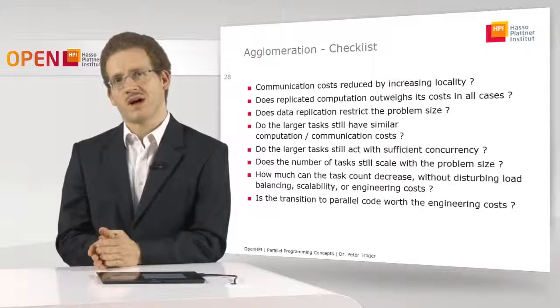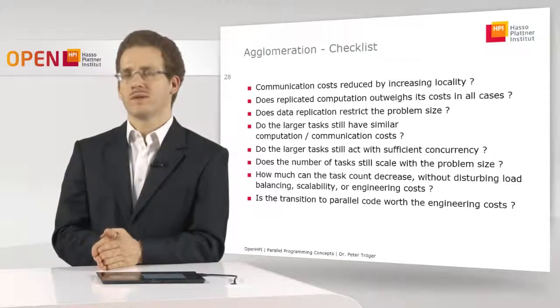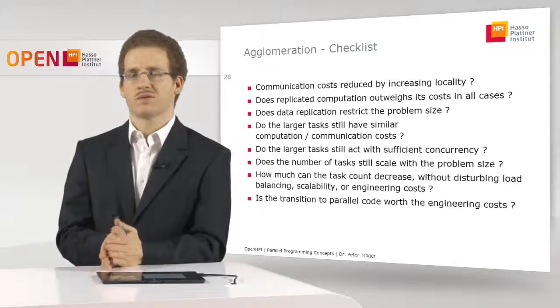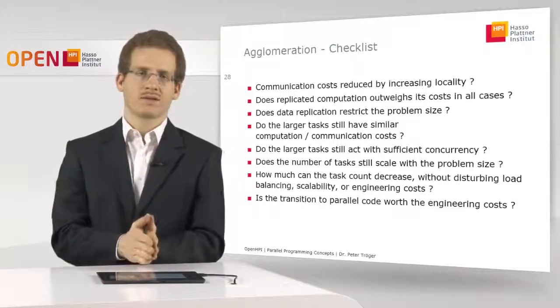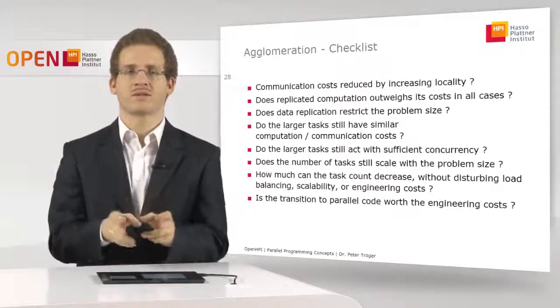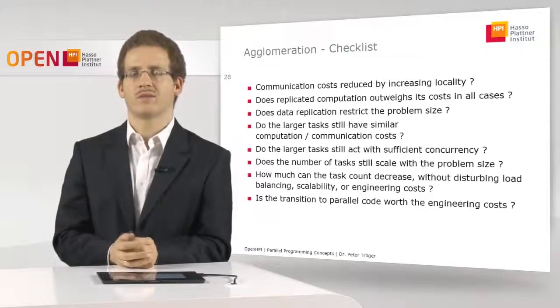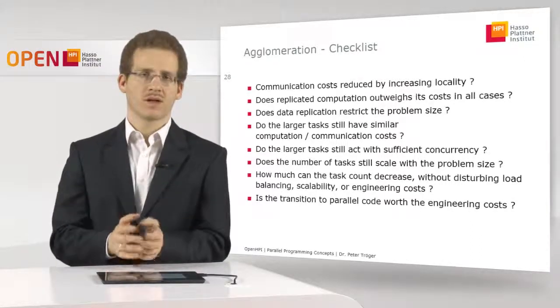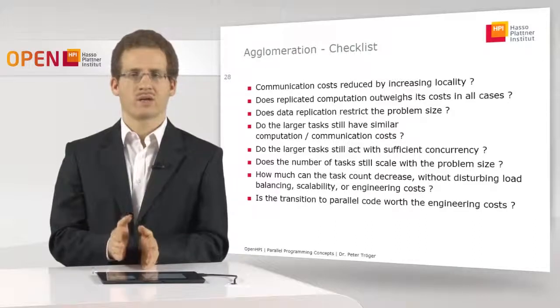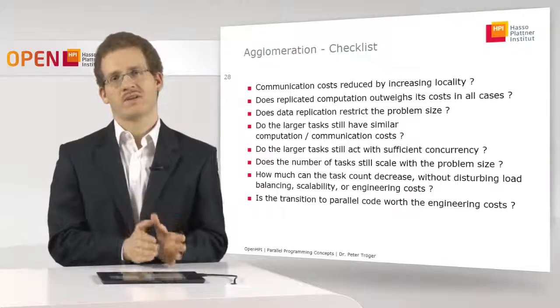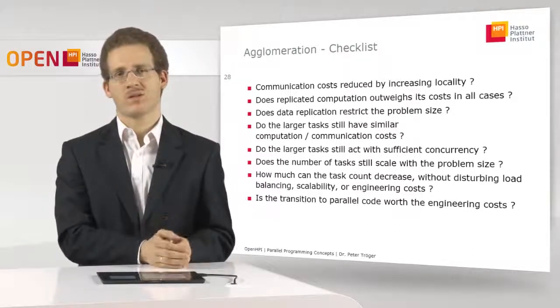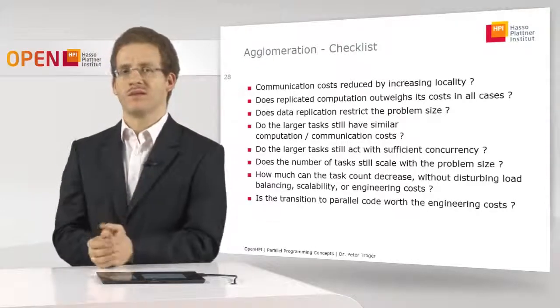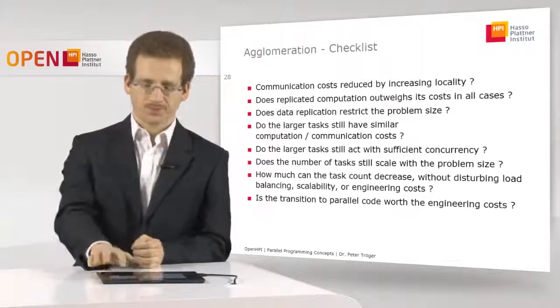Does the number of tasks still scale? So if we increase the problem size, thinking in Gustafson's law, does this still give us more tasks that are still balanced in the right way? Or do we need a better agglomeration with an increasing problem size? And so on. So you see a couple of questions here which all relate to the question, does our agglomeration, our task grouping, match what we see in the execution environment?